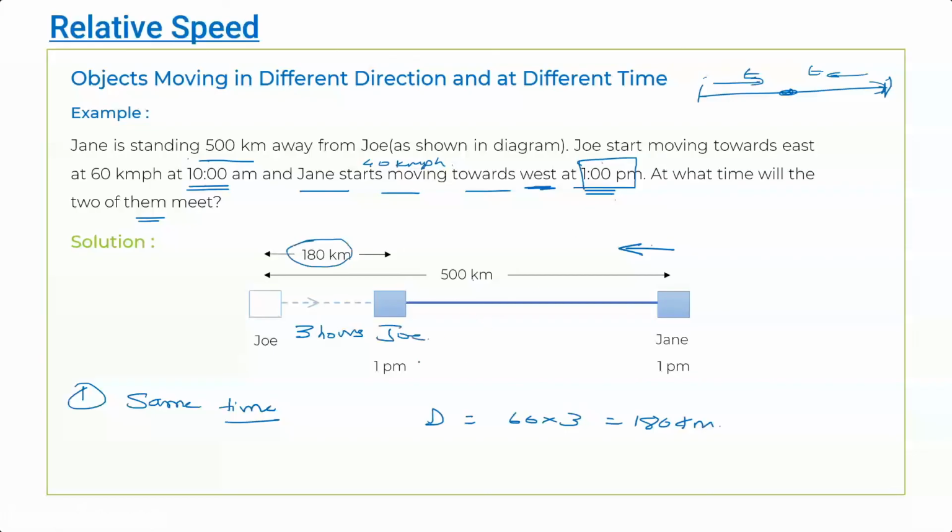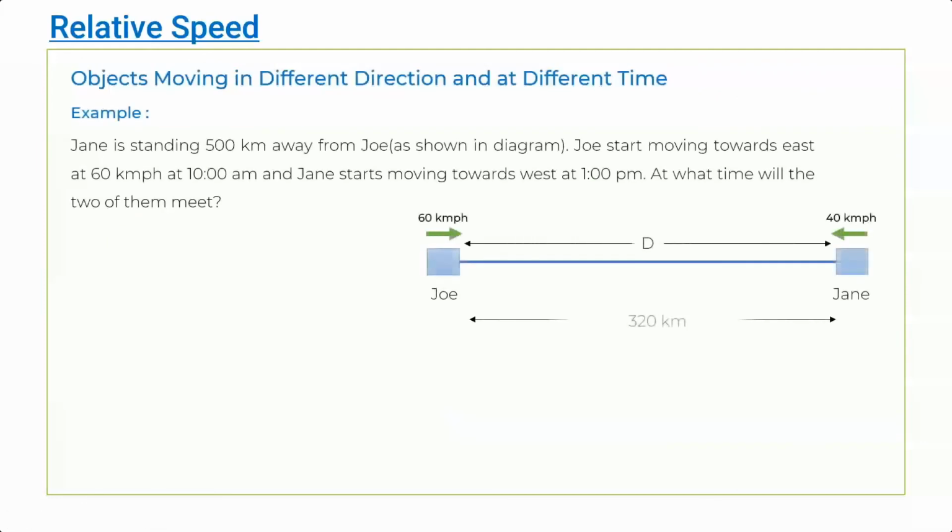Now they are both at the same time, 1 p.m. The distance between them is 500 minus 180, which is 320. So all I need to figure out now is the time from 1 p.m., what they will take to meet. Okay, so now the question becomes this. The 180 is already covered. And now I'm focusing at my time, 1 p.m. Now the question is easy.